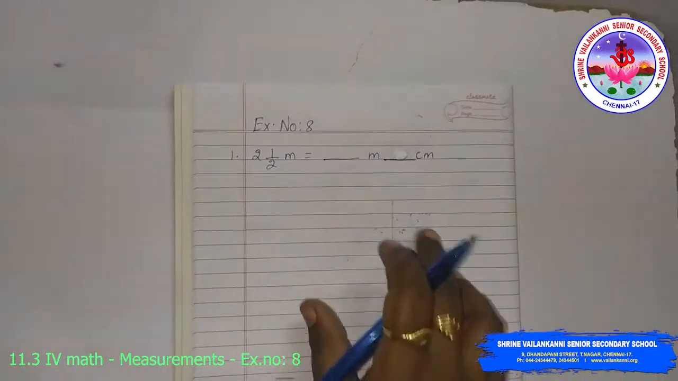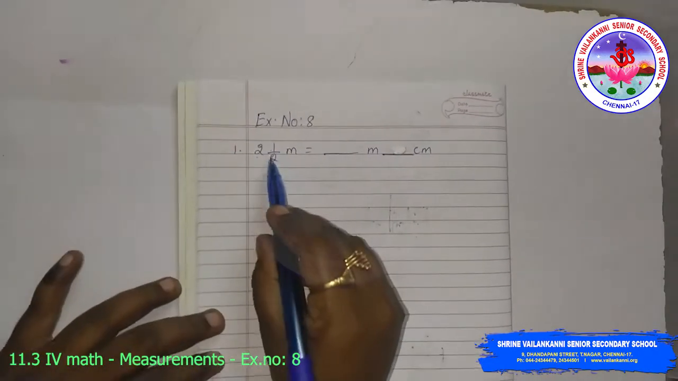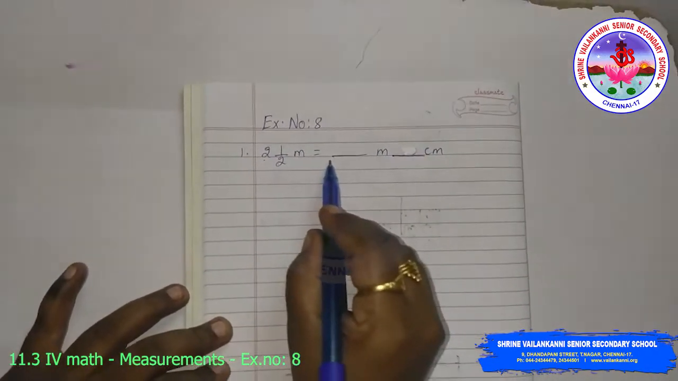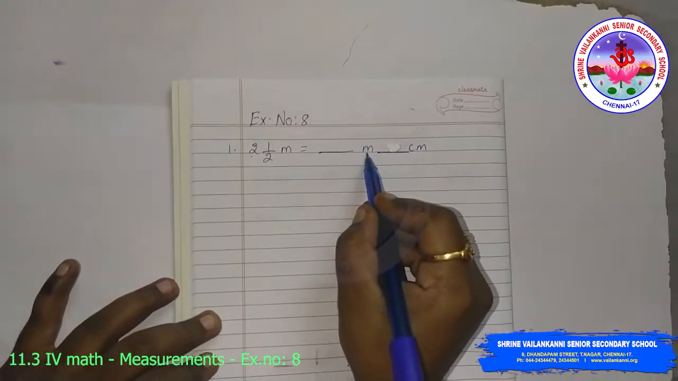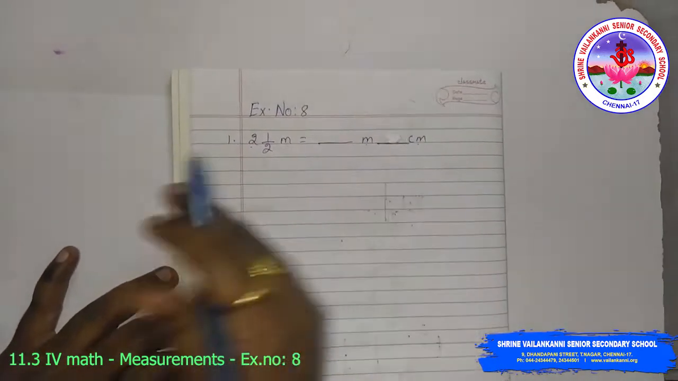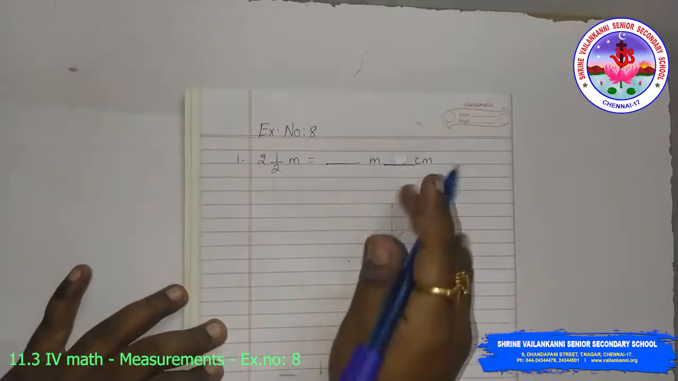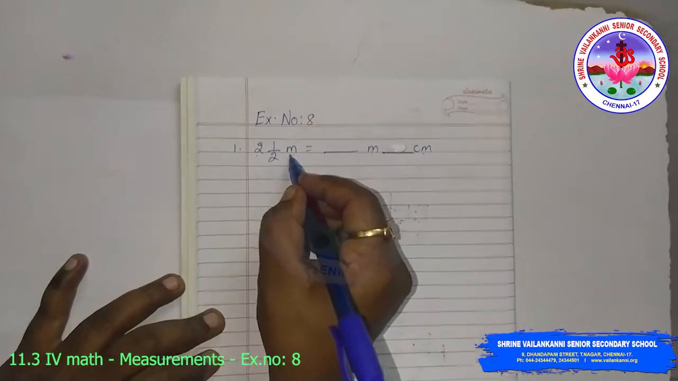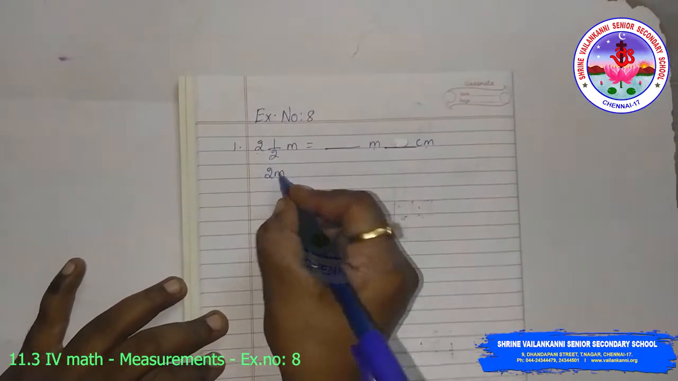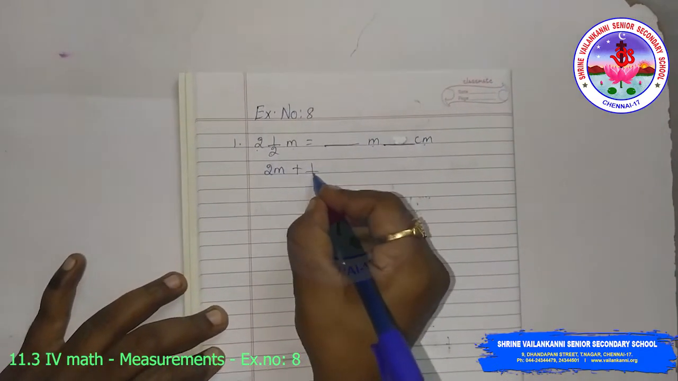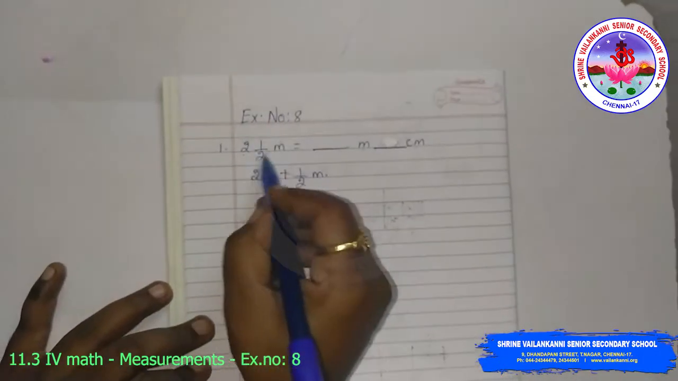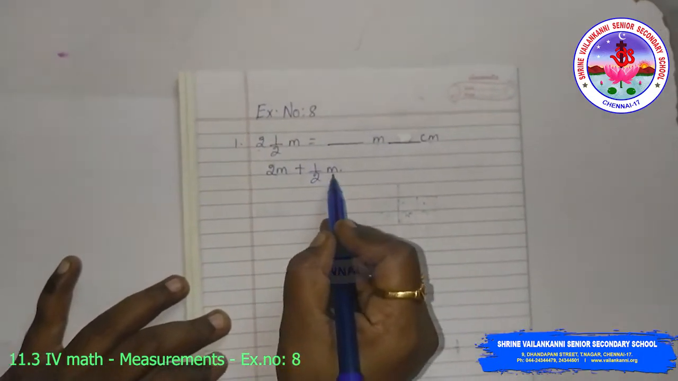So with the exercise sum, 2 1/2 meter, we have to convert it into meter and centimeter. So we are going to split it and write it. The whole value is in meter. So first I'll just split it: 2 meter plus 1/2 meter.